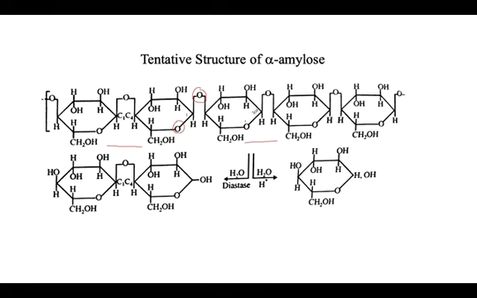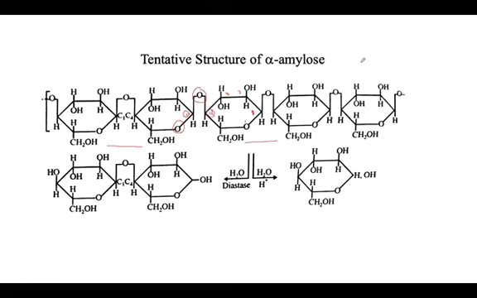1, 2, sorry, 1, 2, 3 and 4. So we can see that there is a linkage between carbon 1 and carbon 4, and since you can see the position of the glycosidic bond, it is alpha.